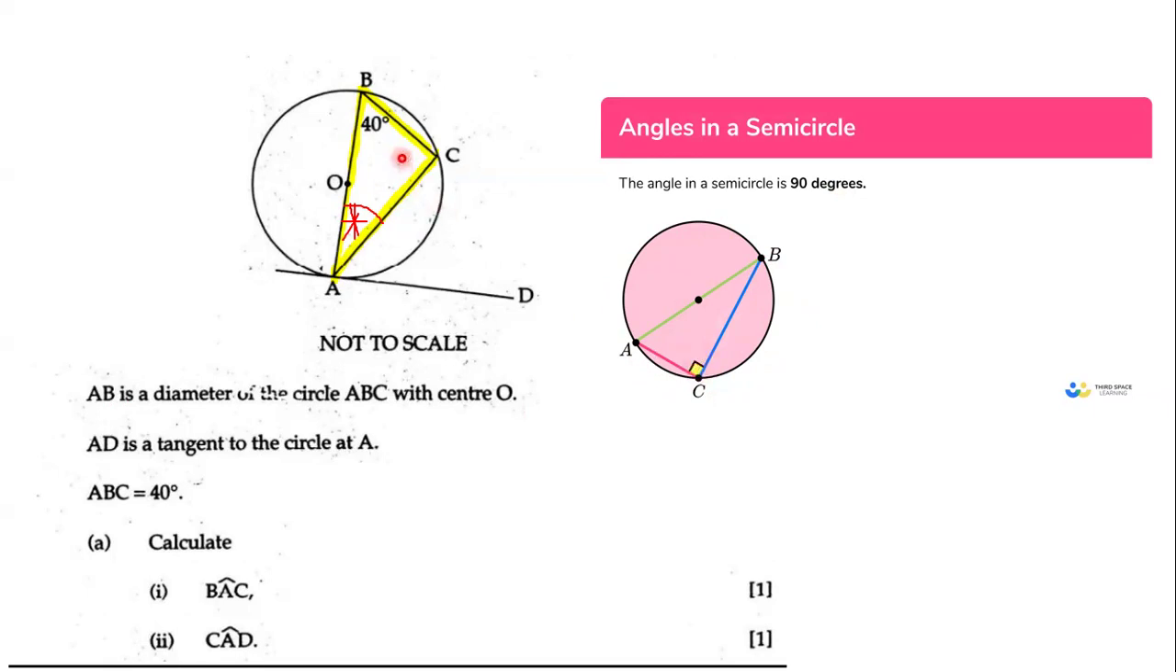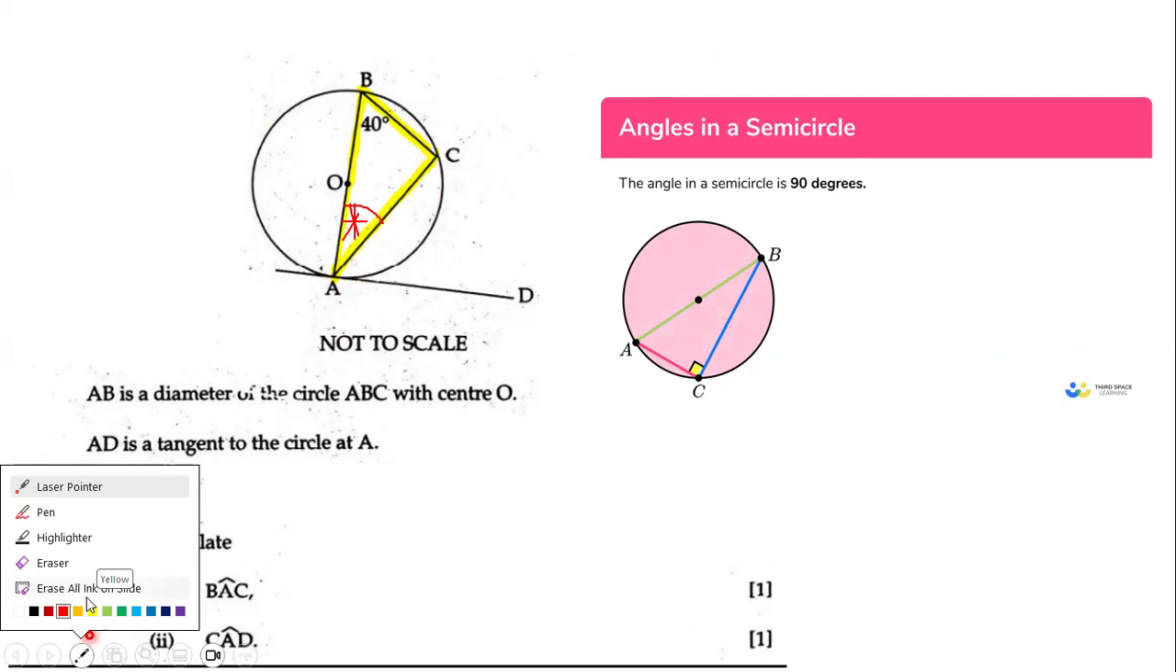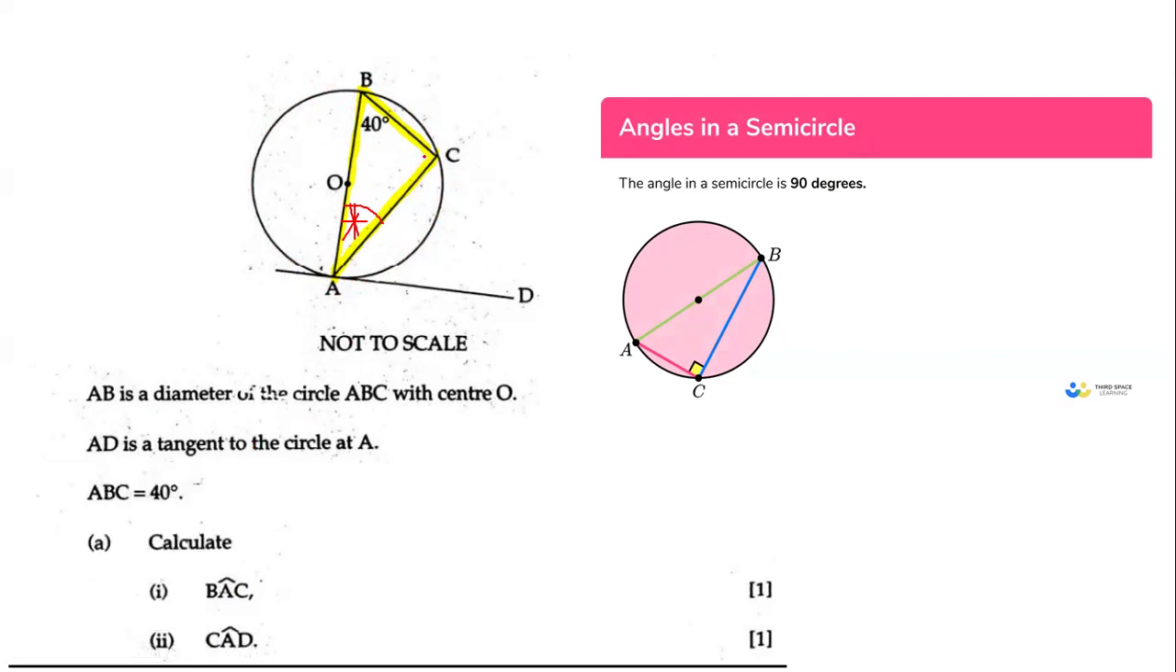In a similar manner, we have the diameter BA, which cuts the circle into two halves. This half is a semicircle, and this half is also a semicircle, right? And this angle, angle C right here, is 90 degrees because the angle in a semicircle is 90 degrees. So based on this theorem, we know that angle C is 90 degrees.